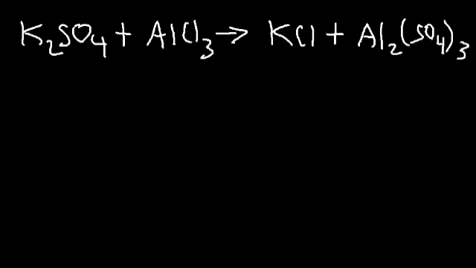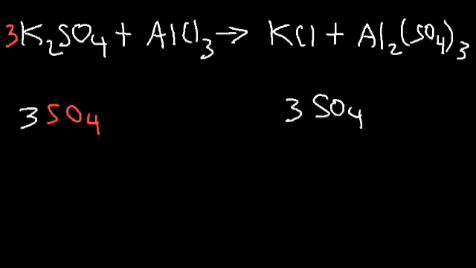So let's start with the sulfate units. That's the SO4 units. Notice that we have 1 SO4 unit on the right, but 3 on the left. So that tells us that we need to put a 3 in front of K2SO4. So we have 3 sulfate units on each side. Notice that we have 2 aluminum atoms on the right side. So we need to put a 2 in front of AlCl3. So we got 2 aluminum atoms on both sides.